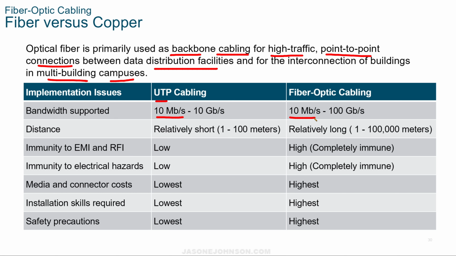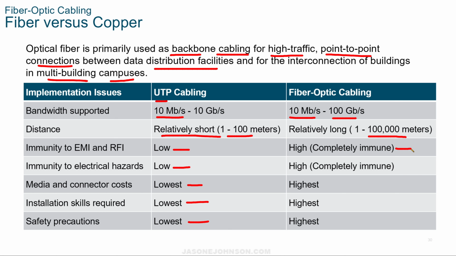Fiber optic gives us 10 megabits up to 100 gigabits. The distance for UTP is relatively short, up to about 100 meters, but we can go up to 100,000 meters with fiber. Immunity to EMI and RFI is low. Immunity to electrical hazards is low, but the cost is low with UTP. The installation skills required is low with UTP, and safety precautions are fairly low with UTP as well.